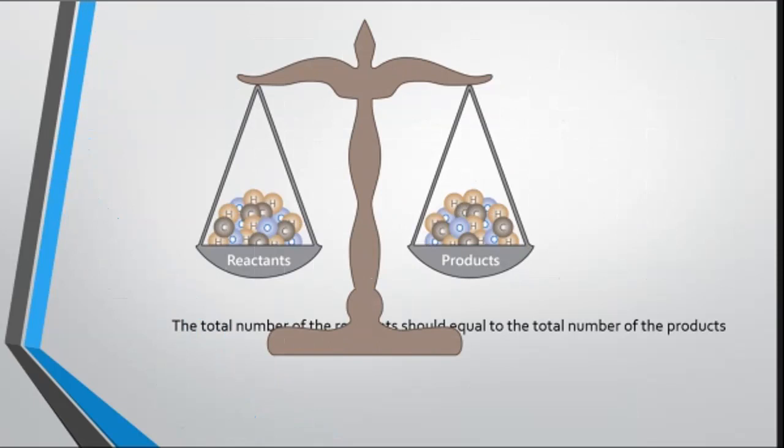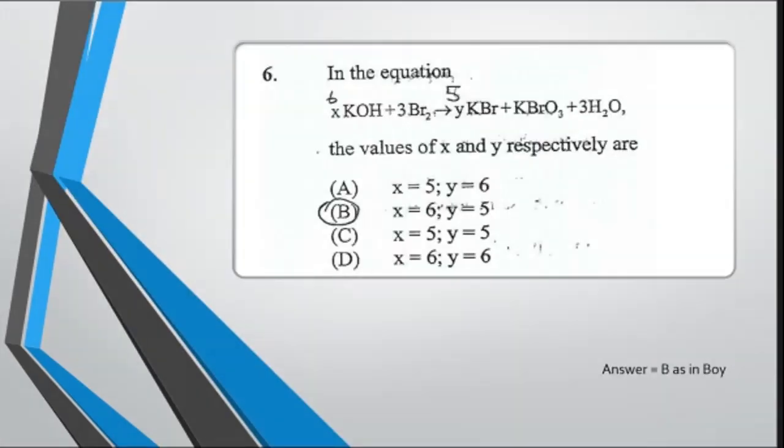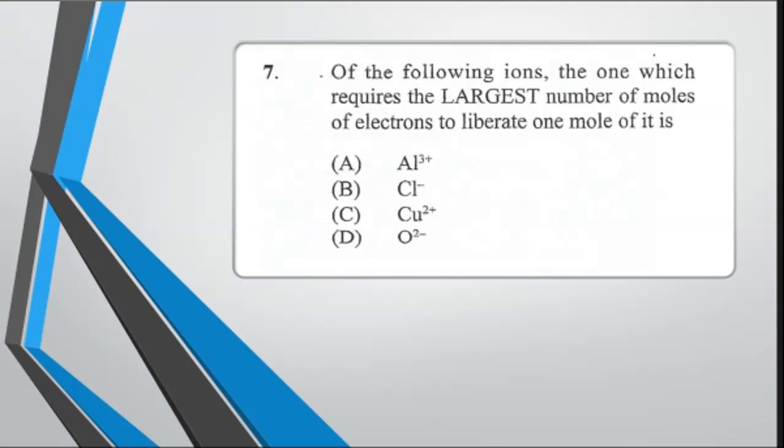Okay, so basically, the concept of this question is that all the reactants must equal all the products, right? Whatever you have on the reactant side should equal whatever you have on the product side, which would give us the answer. And the most likely answer, as I said, for this question is B as in bat or B as in boy.